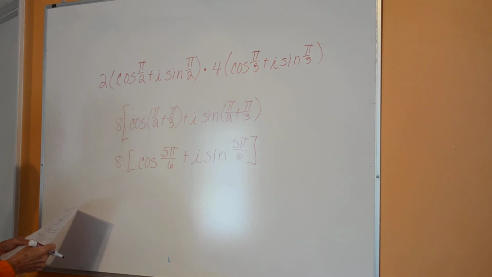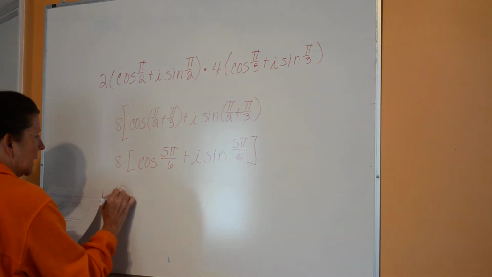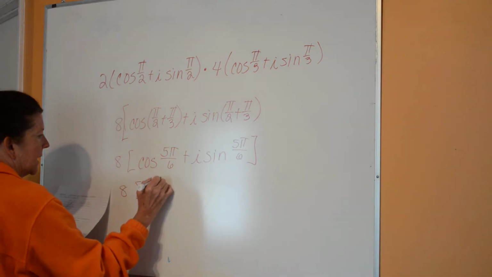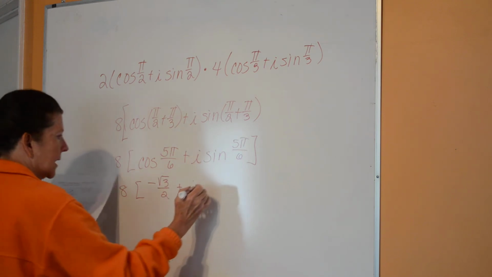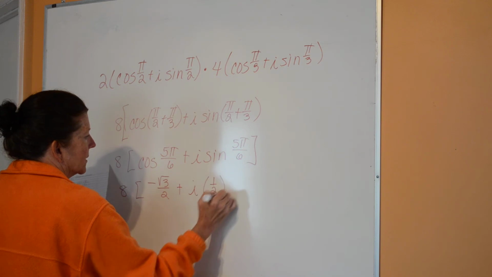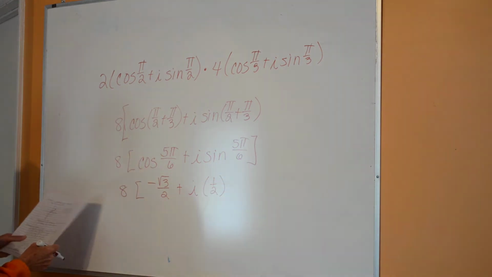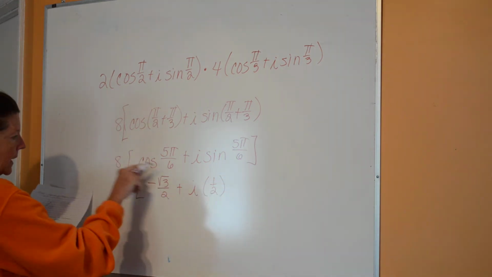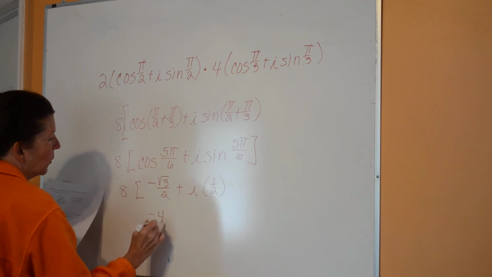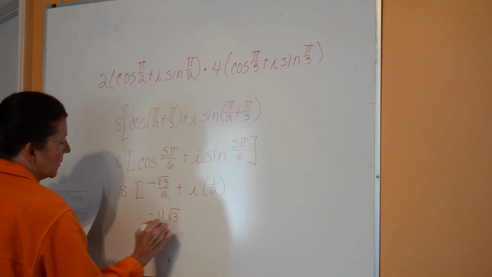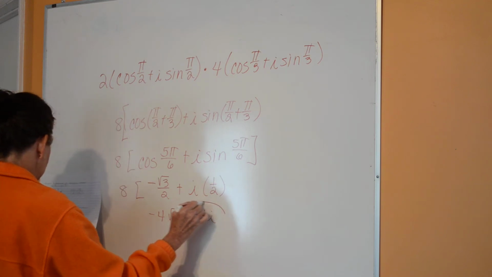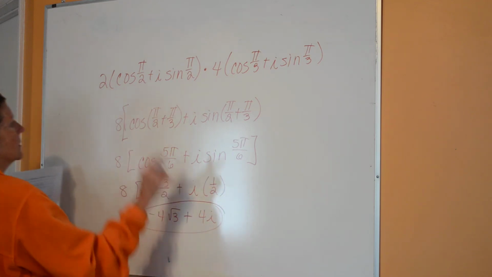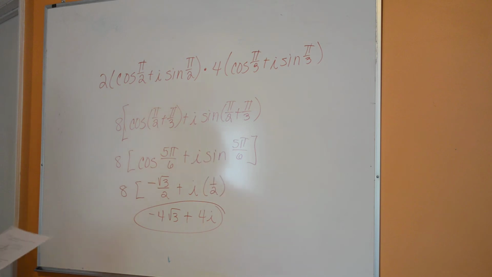So I'm going to do that out. So the cosine at 5 pi over 6 is negative square root of 3 over 2. The sine is going to be positive 1/2 because I'm going to be in the second quadrant. And I'm going to actually multiply here. So it's going to give me negative 4 on the square root of 3 plus 4i. And that is going to be my answer to the multiplication of that. All right, let's do a division one.